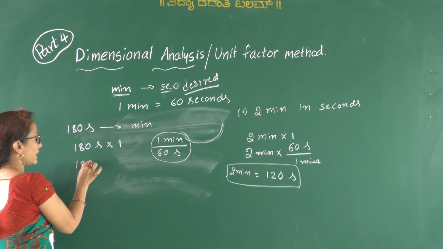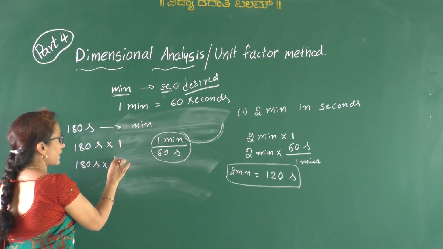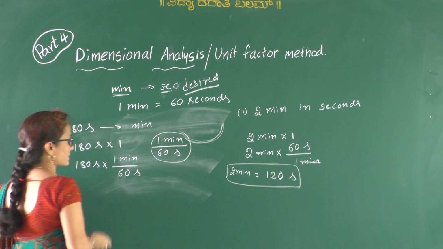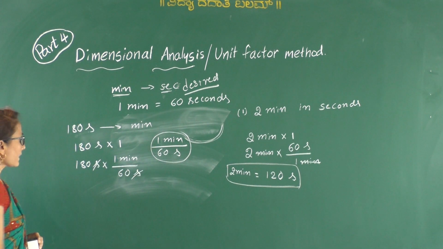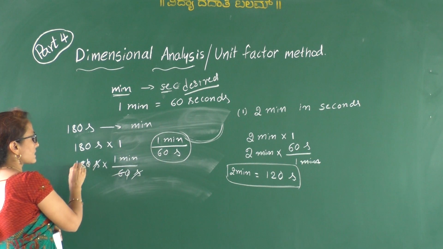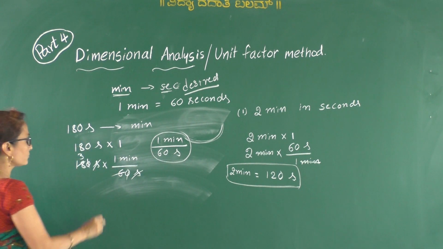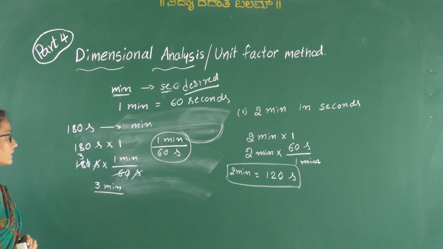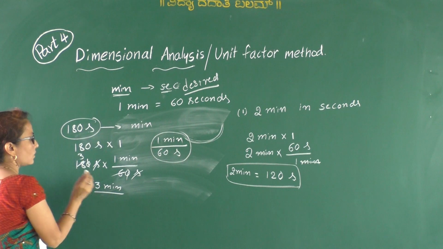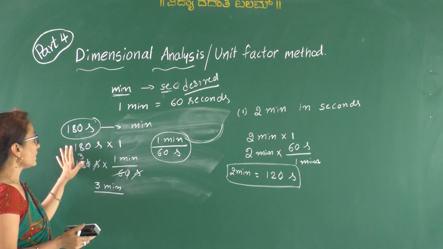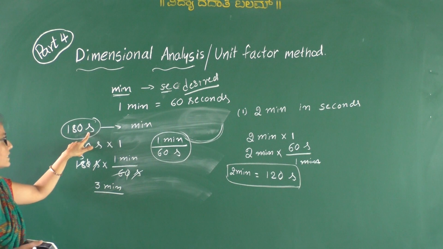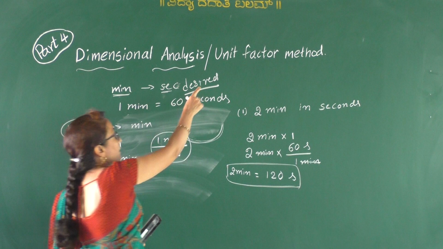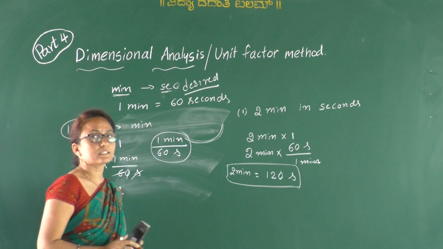So 180 seconds is multiplied by 1 minute divided by 60 seconds. Then seconds get cancelled. 6 3s are 18, so that is equal to 3 minutes. Therefore the answer is 3 minutes, that is, 180 seconds is equal to 3 minutes. This method of converting units from one system to another is called dimensional analysis, and it is also called the unit factor method.